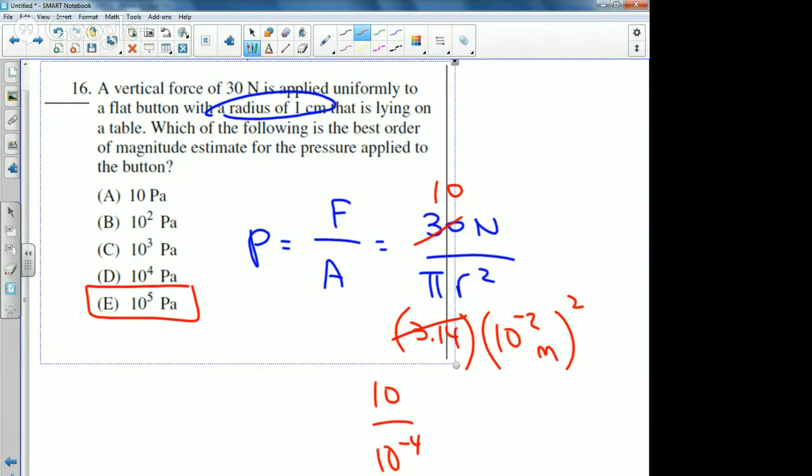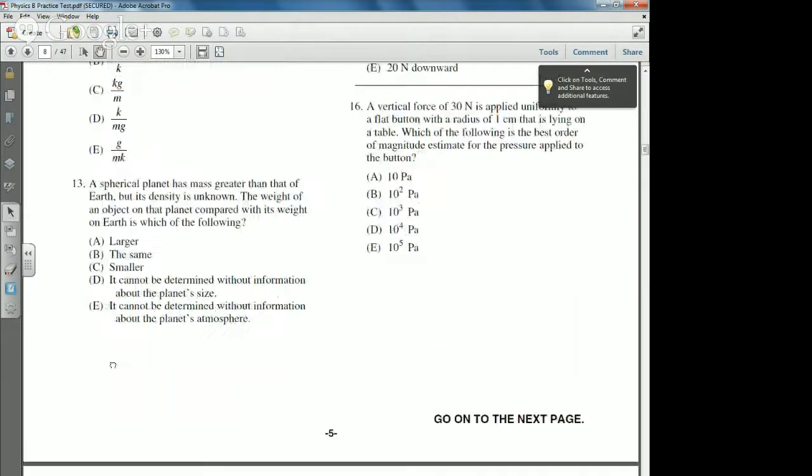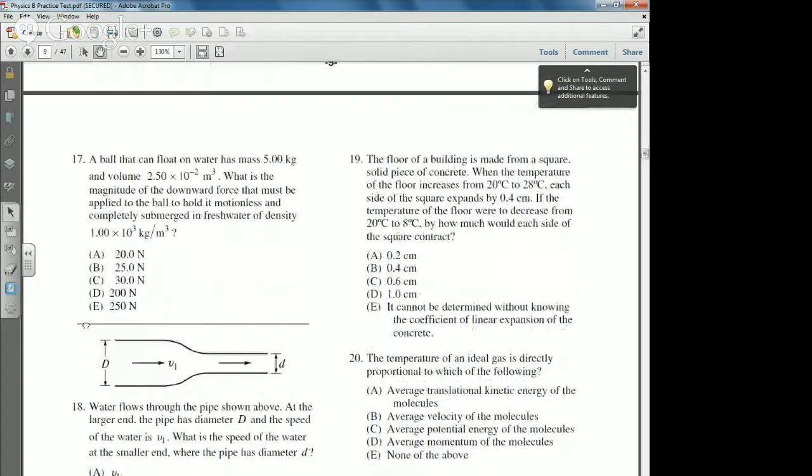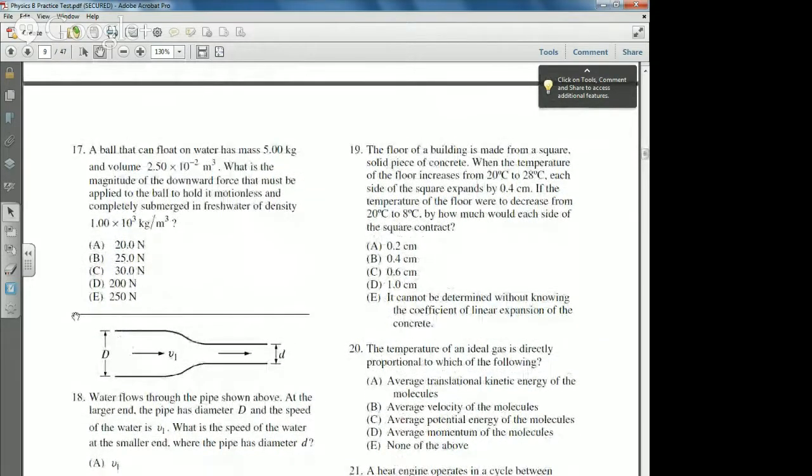Any questions? Okay, so like I said, this was hard only because you have to do some mental math. But remember, it's all about estimation and about canceling things out. All right, fluids.